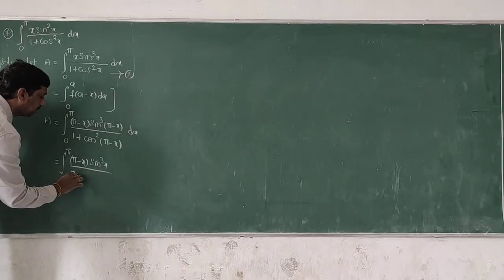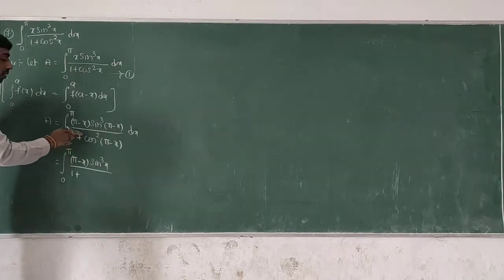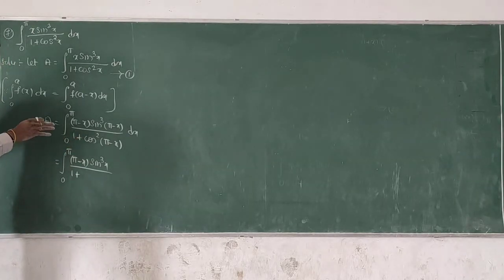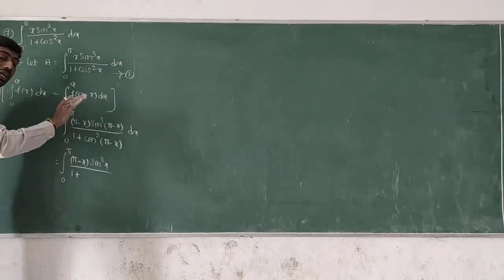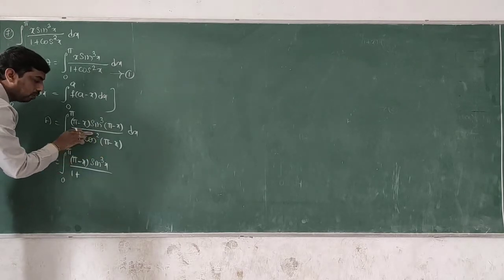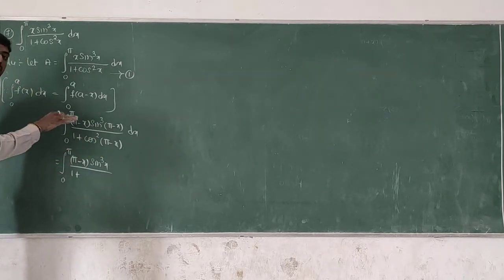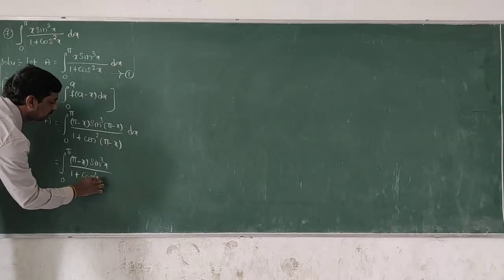Here plus 1. Here cos of 180 minus theta. In second quadrant cos is negative. 180 minus theta means it belongs to the second quadrant. In second quadrant cos is negative. That's why cos of 180 minus theta is minus cos theta, minus cos x. But here we have whole square. Minus cos x whole square means cos square x. Right? That's why 1 plus cos square x and dx.